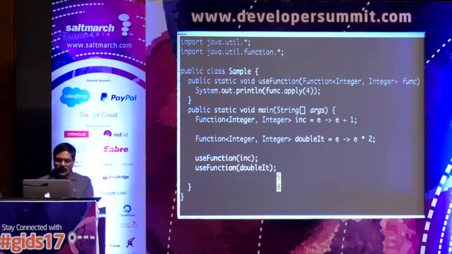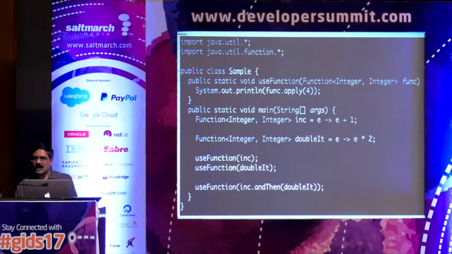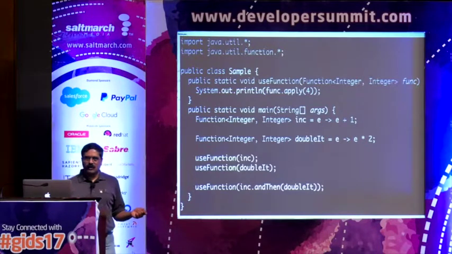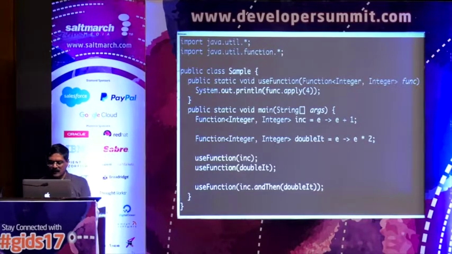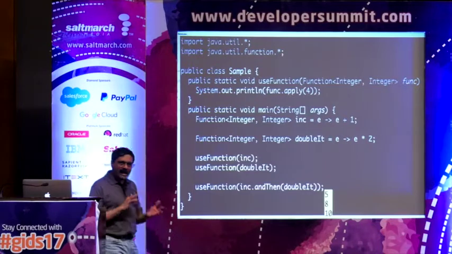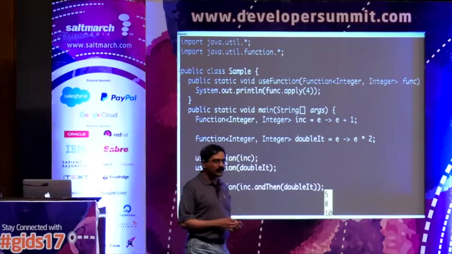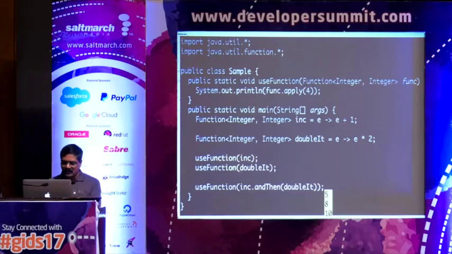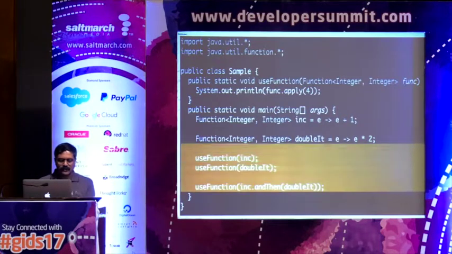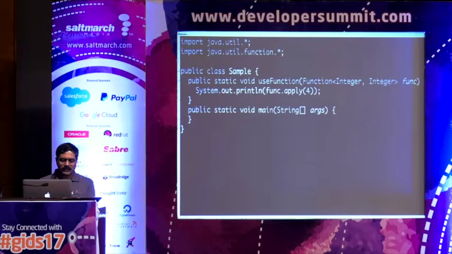But I want to do both. Here comes the charm. inc, and then double it. So you can start combining functions together very nicely. Increment 4 becomes 5. Double it becomes 10. So you can start combining functions really well. Well, if I know how to combine functions, I can make use of this to do some pretty interesting things. Let's look at an example of this.